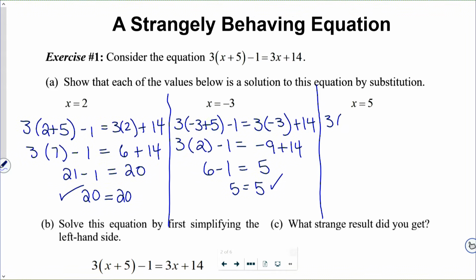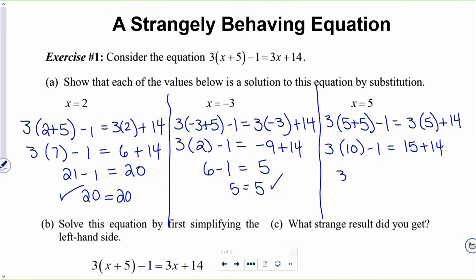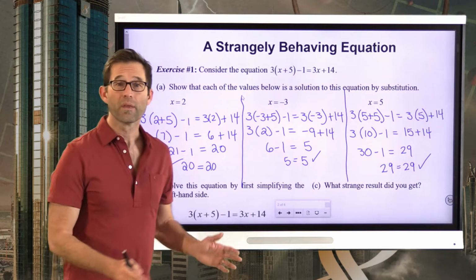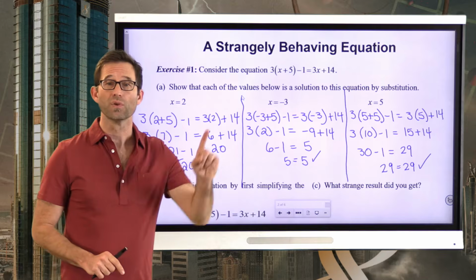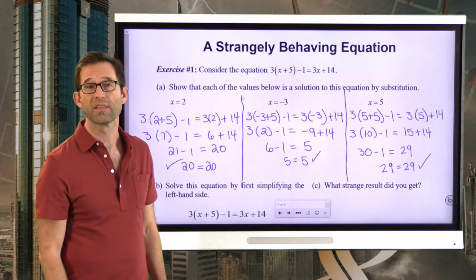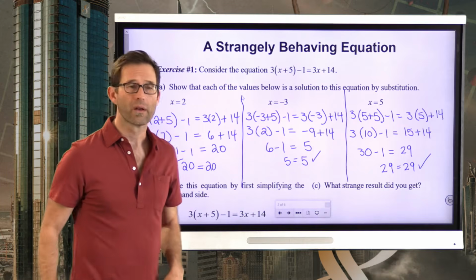Here I'm going to substitute 5 in for x, so I'll get 3 times (5 plus 5) minus 1 equals 3 times 5 plus 14. Over here, 5 plus 5 is 10. Here, 3 times 5 is 15. 3 times 10 is 30, minus 1 equals 29, and 29 equals 29. So, without a doubt, each one of these 3 values of x is a solution to that equation because it makes the equation true. Let's see if we can understand why.